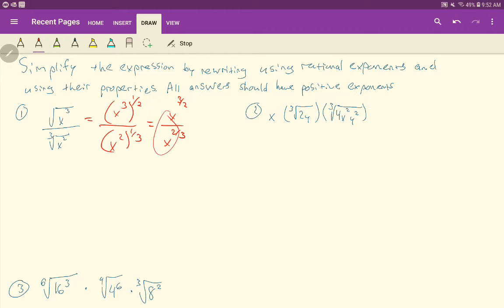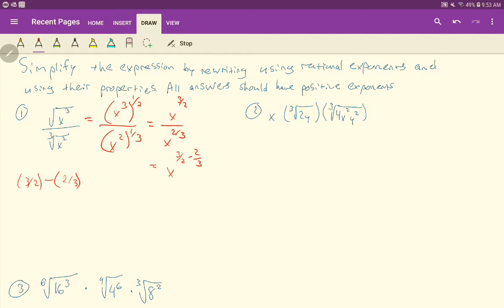Again, we have a common base. They both have a base of x here. So to simplify that, we will just do what with our exponents? It's subtract. So we'll do 3/2 minus 2/3. If you have a graphing calculator, you can type into your calculator, parentheses 3 divided by 2, parentheses minus, parentheses 2 divided by 3, parentheses, and then hit enter. You'll get a decimal, and then hit math, enter, and you'll get converted to a fraction.